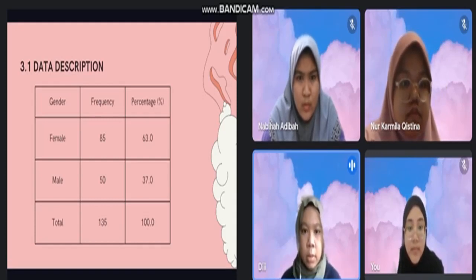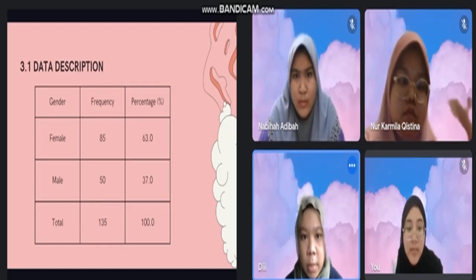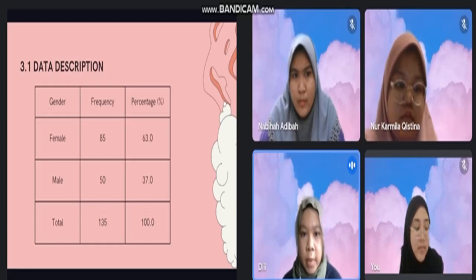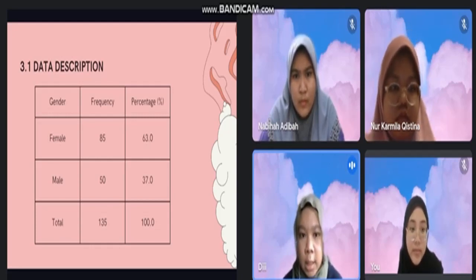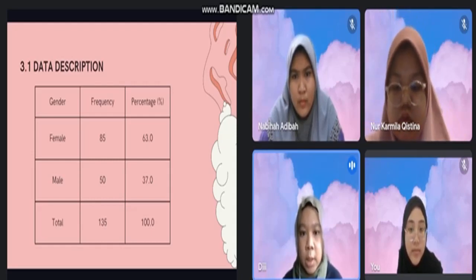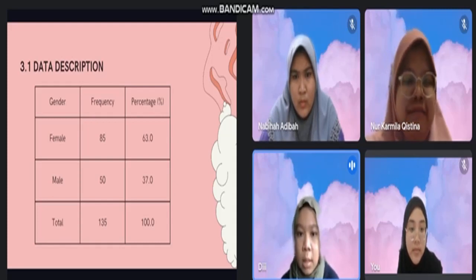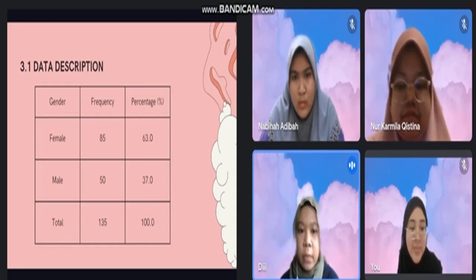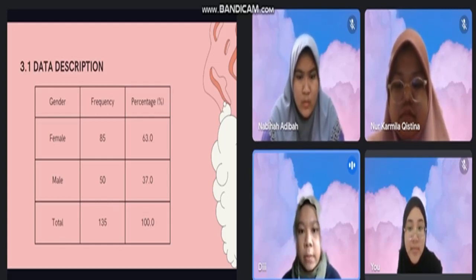3.1. Based on the table, it shows a bar chart and frequency distribution of respondents' gender. Based on the table and figure, we can see quite a big difference in percentage between female and male respondents. The percentage of female respondents is higher than male respondents, and the difference is 26%. The percentage of female respondents is 63%, while the male respondents is 37%. The table also states the frequency of female and male respondents. The frequency for female respondents is 85, while the male respondents is 50. The difference in frequencies between these two genders is 35.